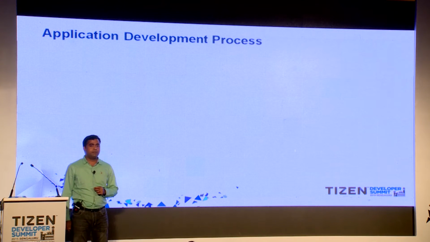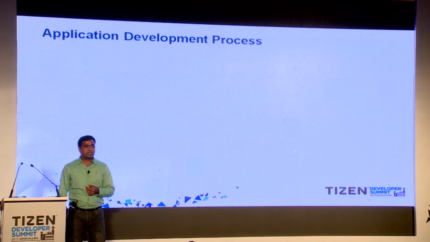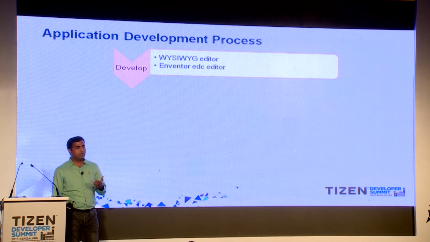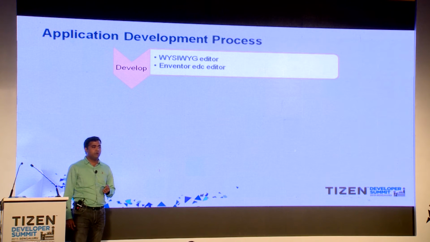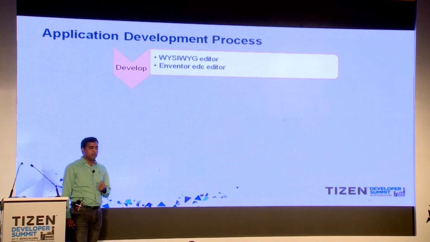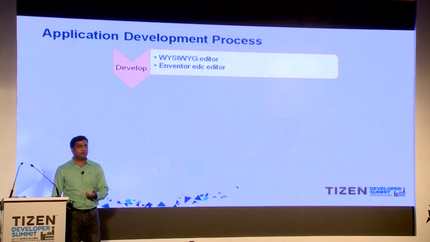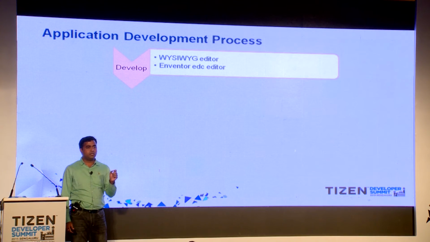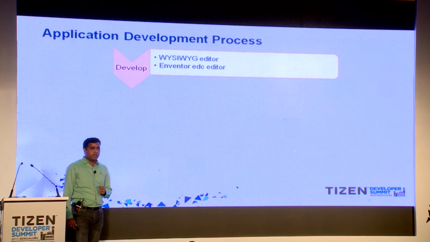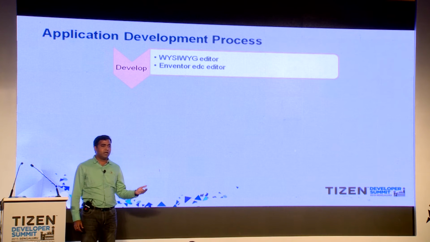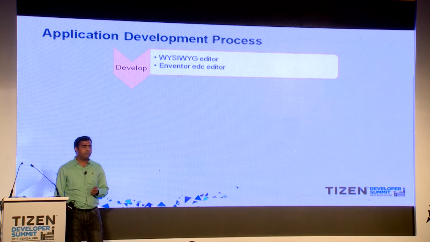So the application development process typically starts with the development stage, wherein you have support for default elementary APIs with which you can use the existing elementary UI controls. And there are also a couple of native tools provided by the SDK: WYSIWYG, that is, what you see is what you get, which is a UI builder. And if you want to edit your EDC files, there is a native tool called Inventor.